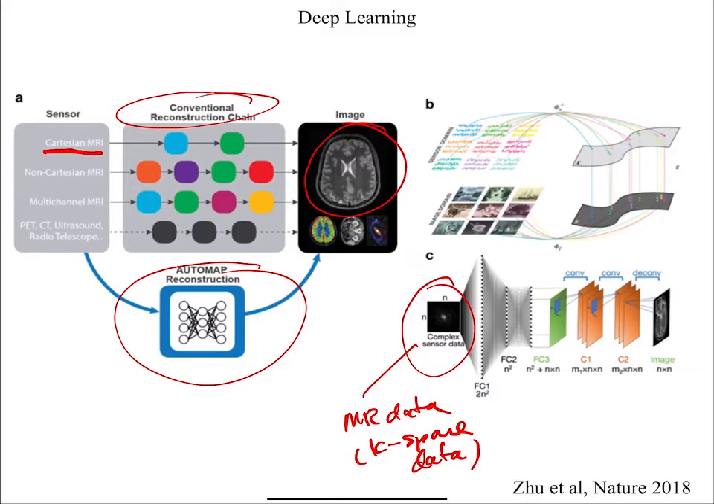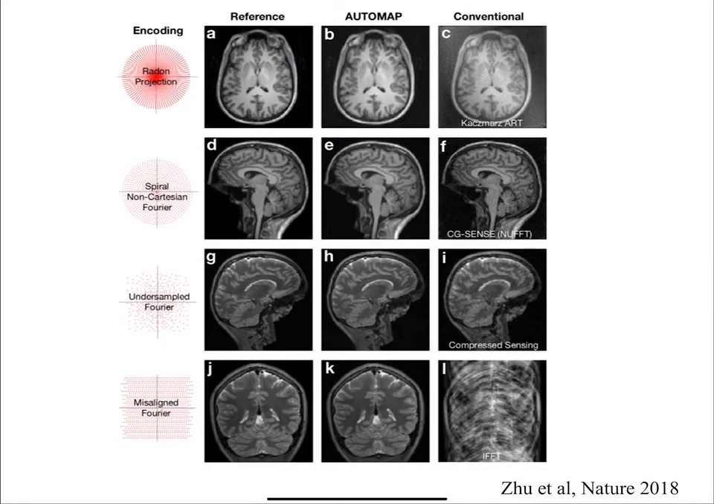And then they used this architecture where you have some fully connected layers and some convolutional layers, and then you end up with your image at the end. Okay. And remarkably, what they found was that they did really, really well. So for example, this is the reference image. So this is as if you kept all the data, and this was the actual original image.